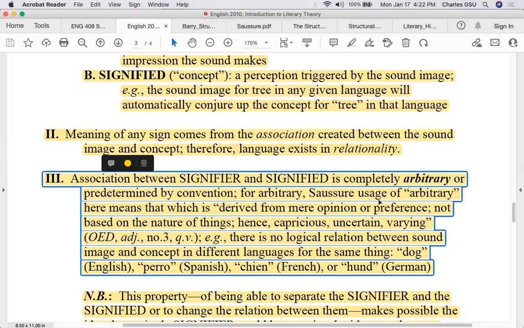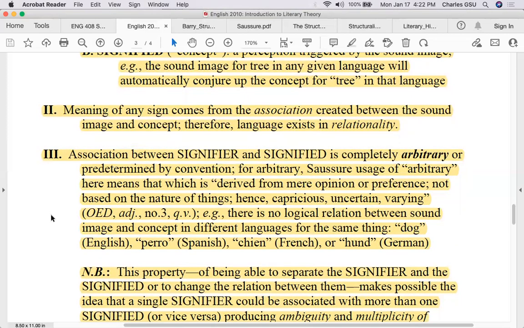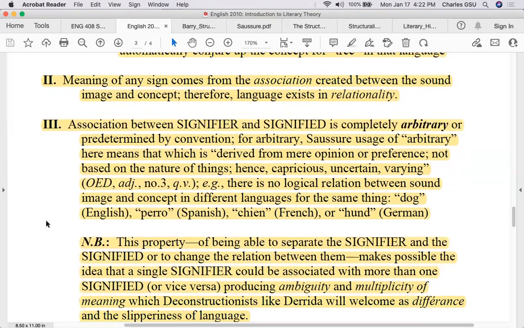Saussure's usage of arbitrary here means that which is, quote, derived from mere opinion or preference, not based on the nature of things, hence capricious, uncertain, varying. For example, there is no logical relation between sound image and concept in different languages for the same thing, which I just mentioned, right? It's just that each one of these cultures has agreed that here's the sound and here's what it points to, the same object or thing, creature.